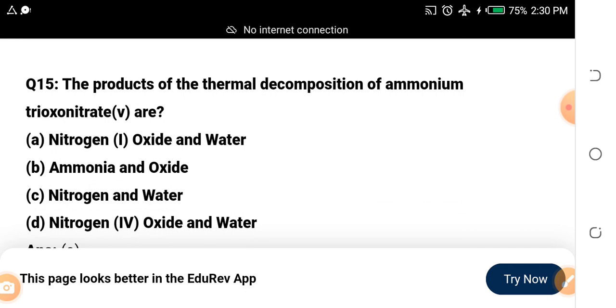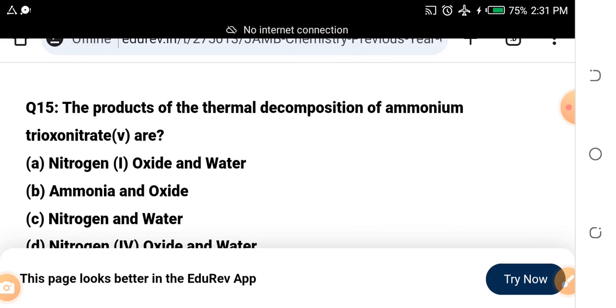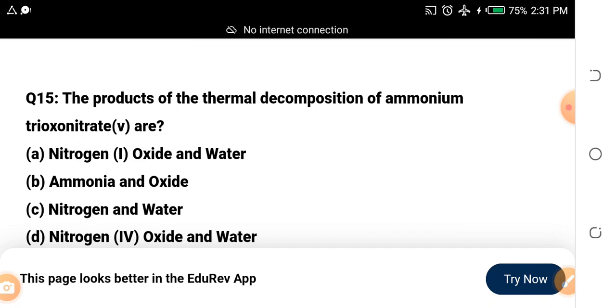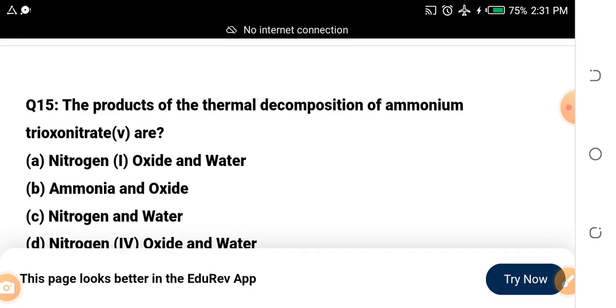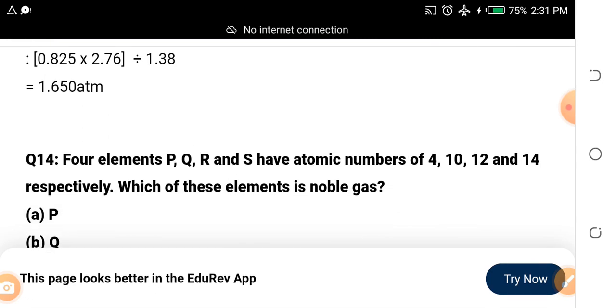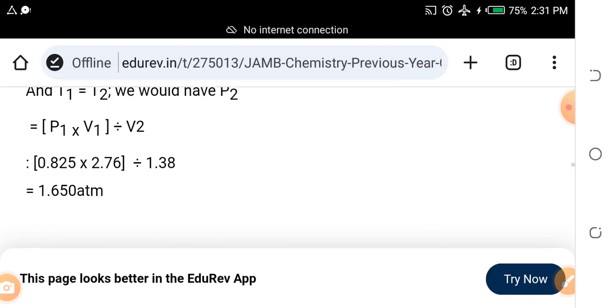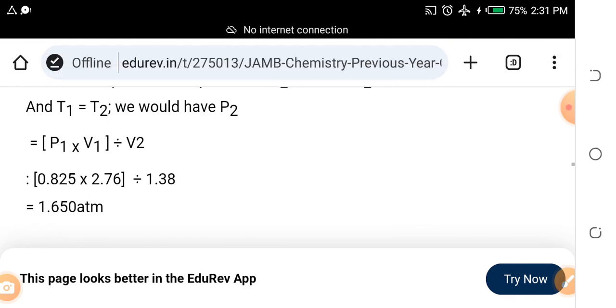Do you understand? The products of the thermal decomposition of ammonium nitrate(V) are: A, nitrogen oxide and water. B, ammonia and oxide. C, nitrogen and water. D, nitrogen(IV) oxide and water. In the next video, that will be part 10, we will continue from question number 15, right?